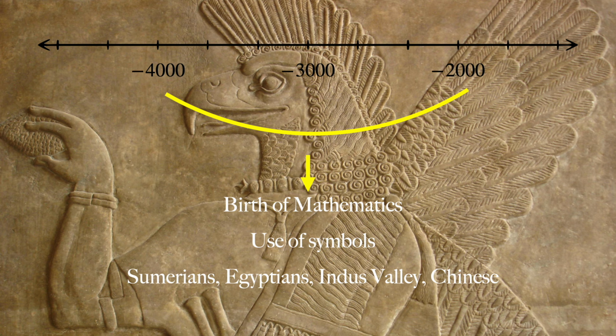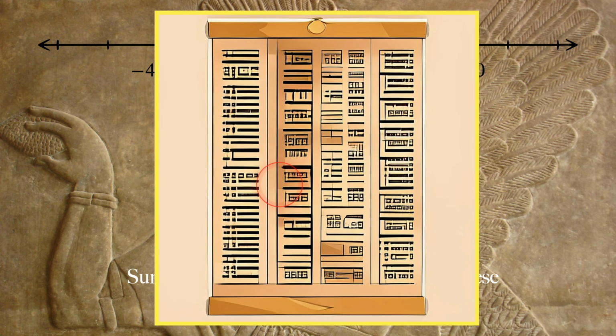mathematics became even more complex, or we can say the kind of mathematics that we see today started around this time frame. So we can call it the birth of mathematics, and more usage of symbols. Of course, this was not unified all across the world. Each culture had certain symbols which they used to represent numbers, and so we had the Sumerians, Egyptians, people in Indus Valley, Chinese, all actively working in mathematics in some form.